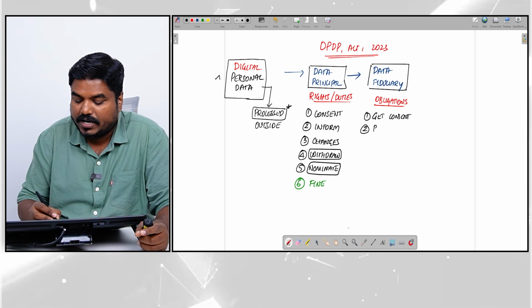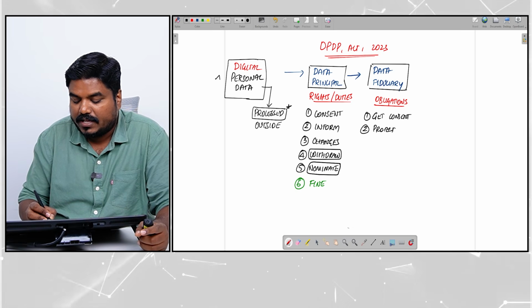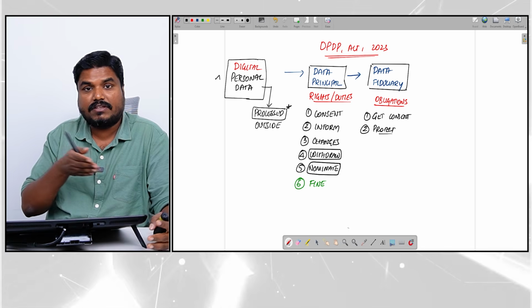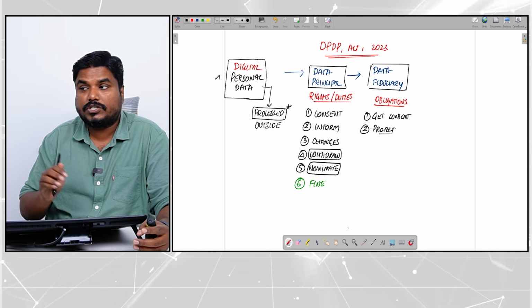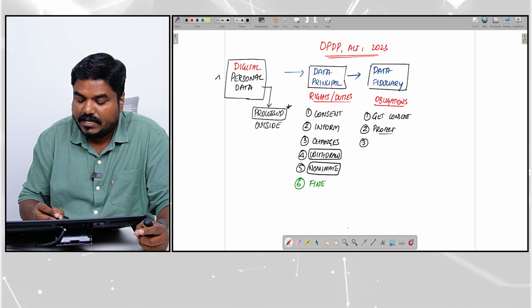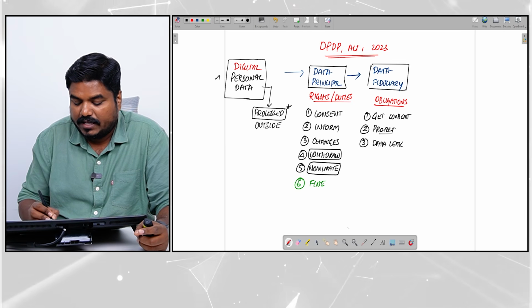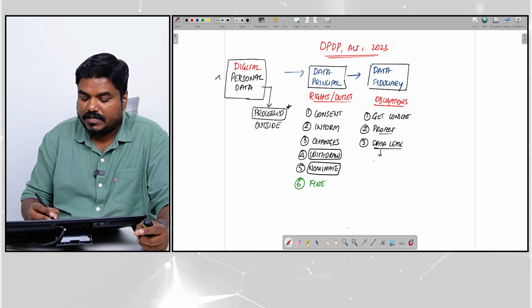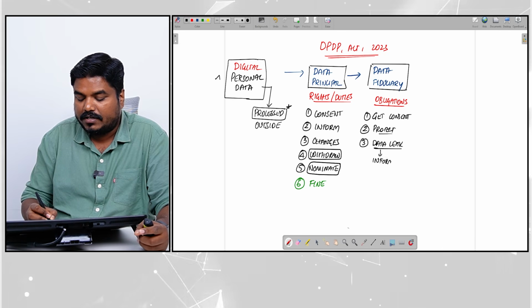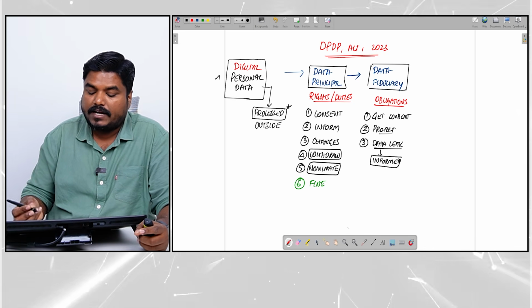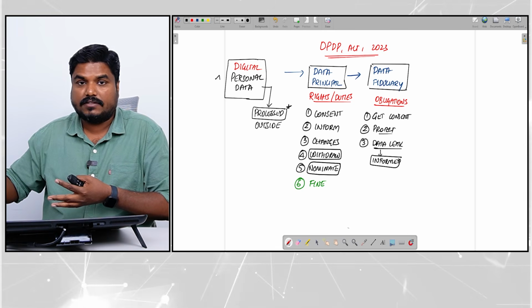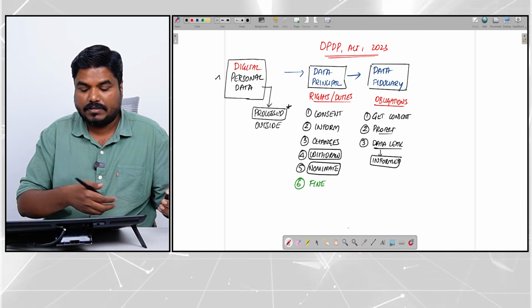Number 2, I have to protect the data. Guna is giving my data. The data has to be protected properly. It should not be leaked. If there is any data leak, immediately this information has to be passed on to the data principal. So if Guna's data is being leaked, that has to be passed on to the data principal.